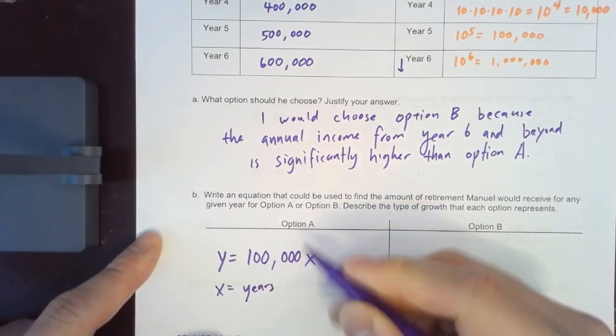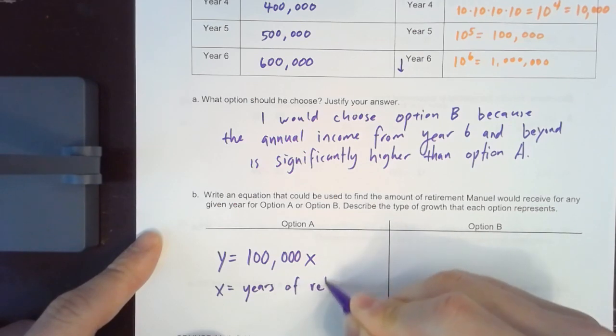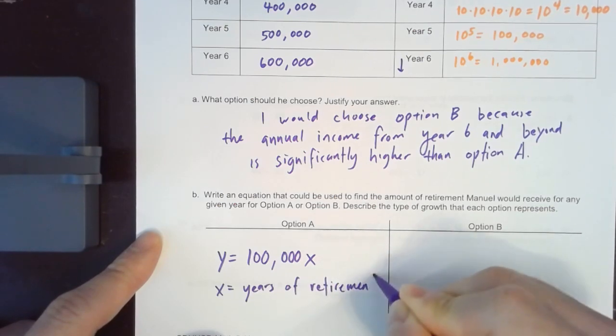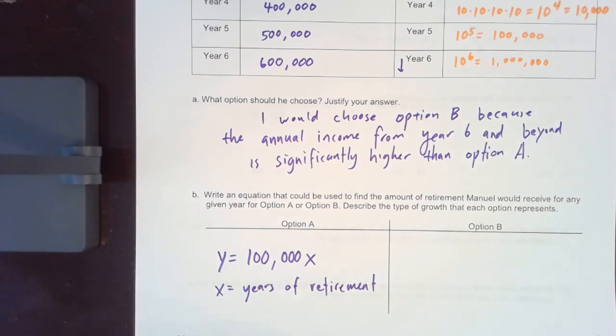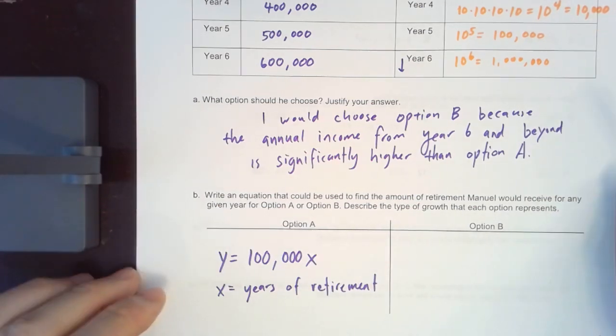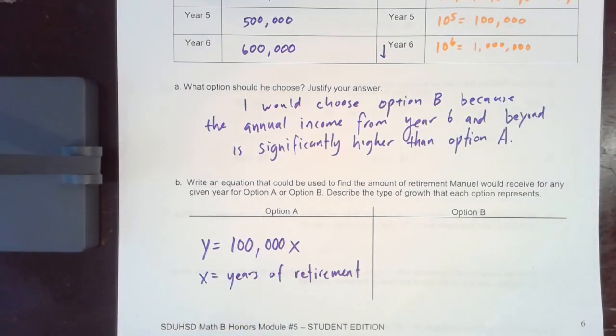Years of retirement, right? Not bad. $100,000 seems like a lot of money. I don't know if I could resist that. That's a lot.